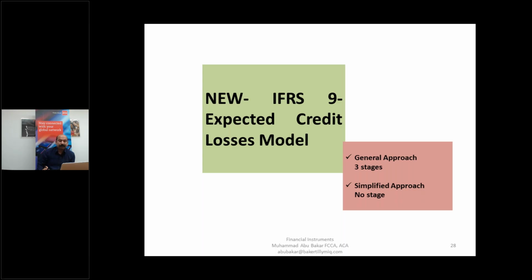See, the new approach eliminates, as we discussed, the need for a trigger. There is no need for a trigger. You need to continuously reassess whether there is any expectation of future losses. So how can you do that? You can do that by applying these two approaches, the general approach and the simplified approach.